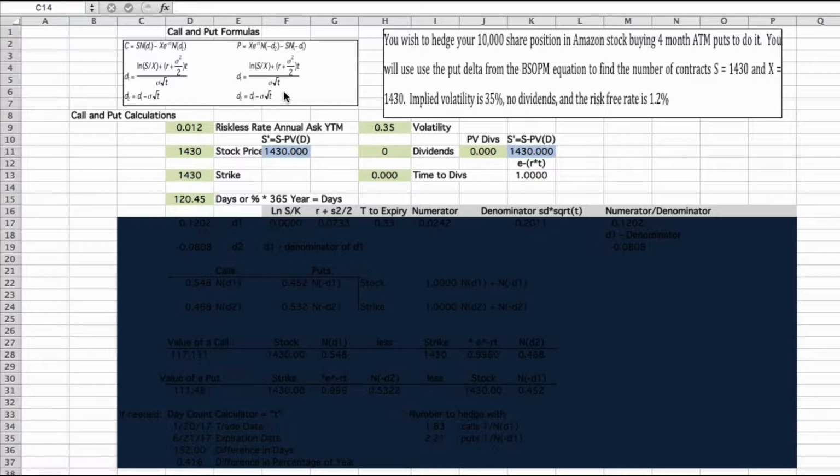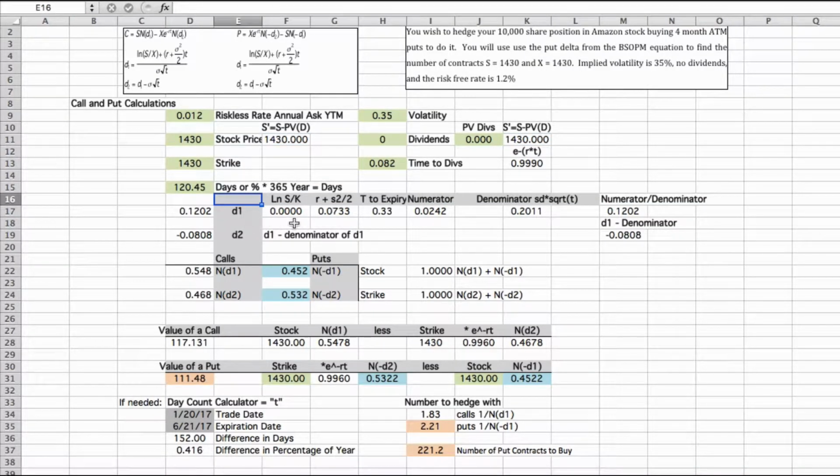So finding D1, D2 is a matter of following the formula. And so if we take a look, the natural log of stock price divided by strike, well, they're equal. So natural log of 1 is 0. The risk-free rate 0.0012 plus, take volatility squared divided by 2, so 0.35 squared divided by 2. Add them together, you'll get 0.0733.